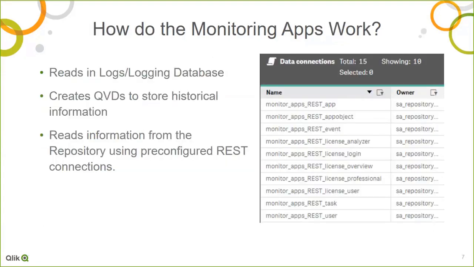So how do they work? The monitoring apps work by looking at the log files, or the logging database if you're using the logging service, and they then store the information that they read from there into QVDs in the program data folder. They also read information from the repository using pre-configured REST connectors, and that's how it gets more information, at least, about apps and app objects and licenses and users. By default, it will actually use that logging database first.